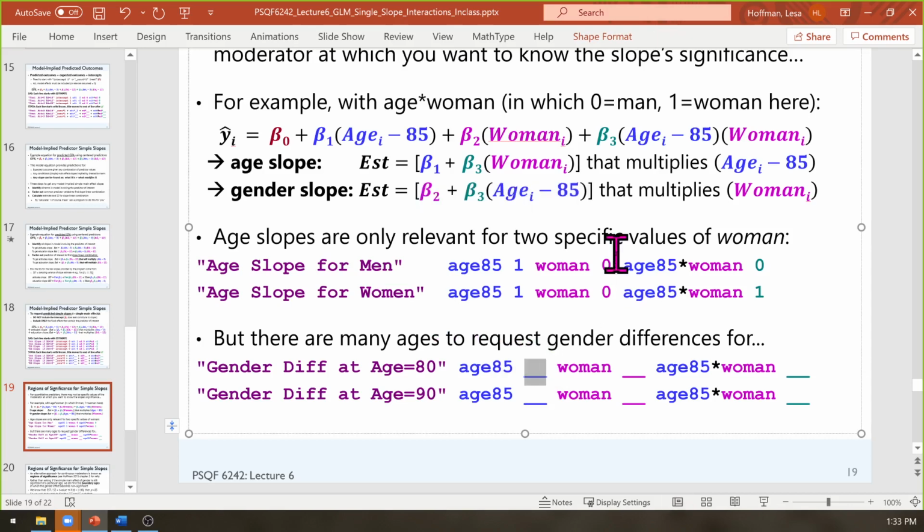So what goes here if I want the gender difference for an 80-year-old? Got one vote for 0. 0 is correct because beta 1's not in here. Age by itself has nothing to do with the gender slope. What goes here? A 1, because I need 1 beta 2 at a minimum. And what goes here if I want it for an 80-year-old? Yeah, -5.